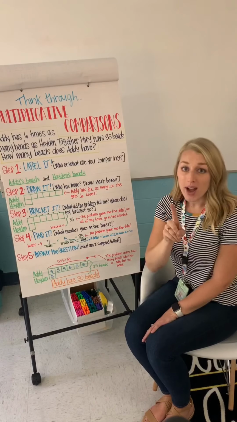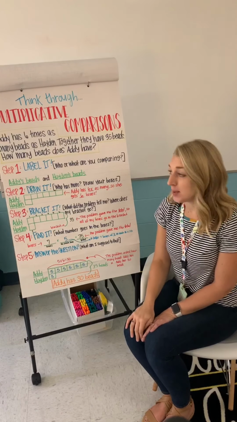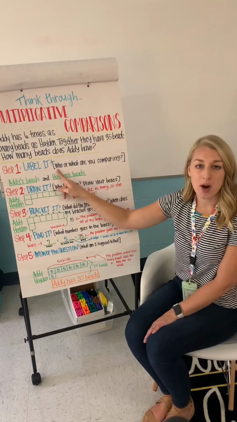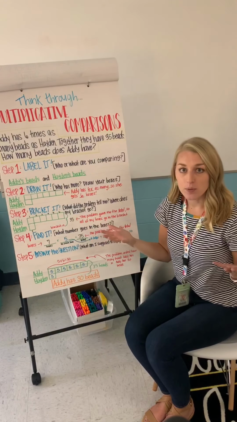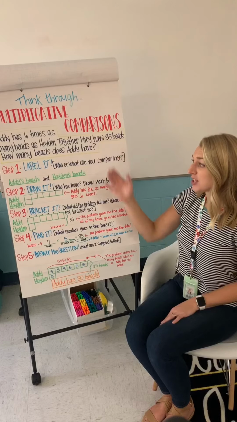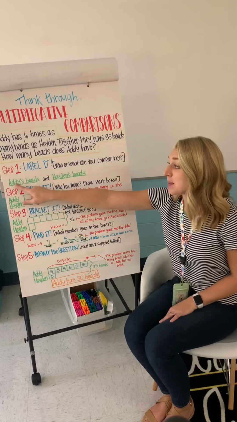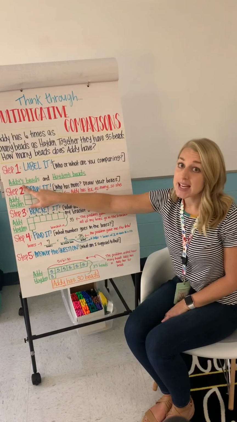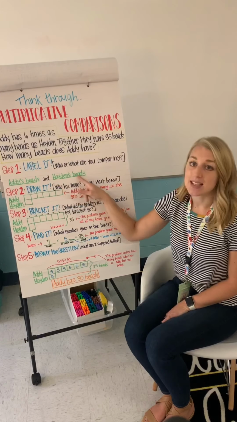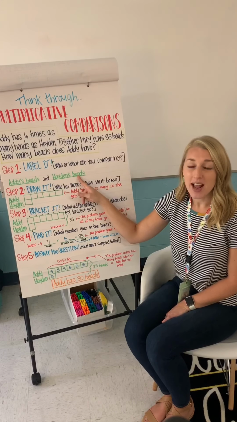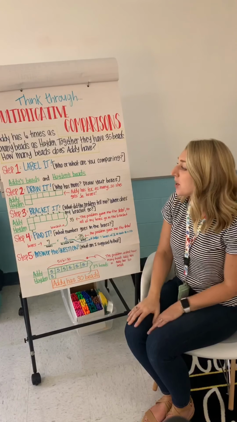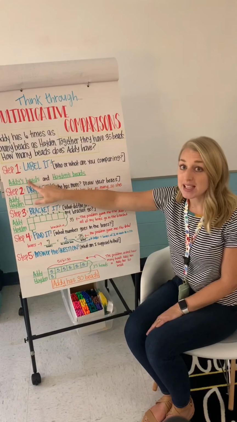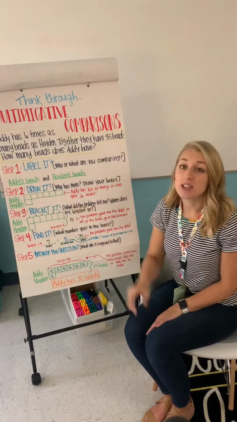So step 1 is we're going to label our problem. When you label your problem, you're thinking about who or what you are comparing. Well, in our question here, we're comparing how many beads Addie has, so Addie's beads, and Hayden's beads. We're trying to figure out how much they have by comparing their amount of beads. So once we've labeled it with Addie's beads and Hayden's beads, we're going to go to step 2.